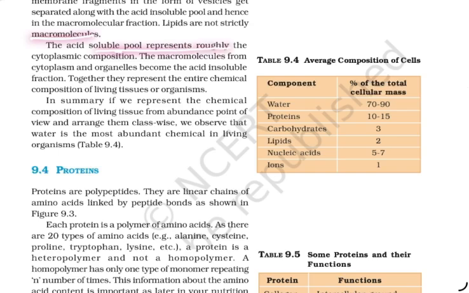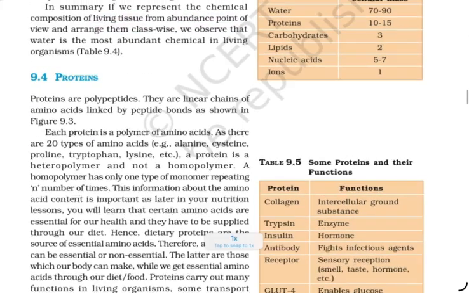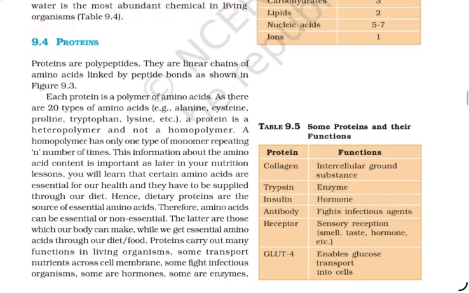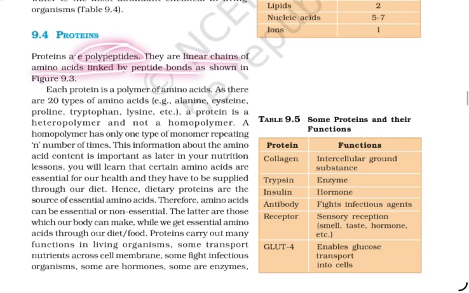The acid soluble pool represents roughly the cytoplasmic composition. The macromolecules from the cytoplasm and organelles become the acid insoluble fraction. Together, they represent the entire chemical composition of living tissues and organisms. In summary, if we analyse the chemical composition of living tissue and arrange the components class-wise by abundance, we observe that water is the most abundant chemical in living organisms. Proteins are polypeptides. They are linear chains of amino acids linked by peptide bonds.